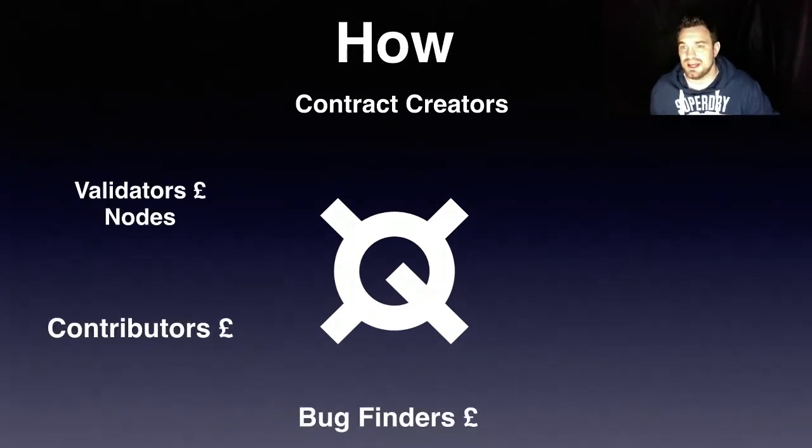The next stage is that it goes through the process, and there are validators, so they've got the nodes and they get a slice of the pie as such. You've got contributors and you've also got bug finders, and bug finders is the biggest thing because they're trying to weed out any of these anomalies that are in the contracts.